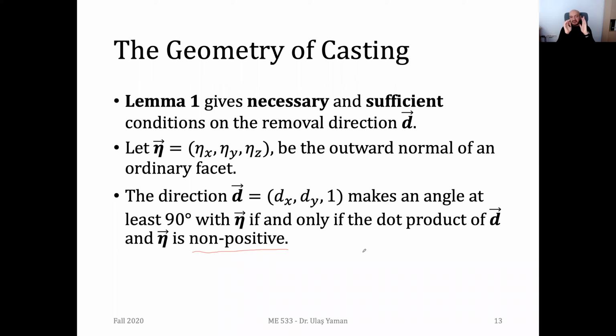If the dot product is equal to 0, we will say that the angle between these two vectors, the direction vector and the normal vector of the ordinary face, is 90 degrees. So this is our dot product result. We are multiplying the x components together, y components together, and z components together. Since the z component is 1, we simply have a 1 here, which is not written for simplicity.